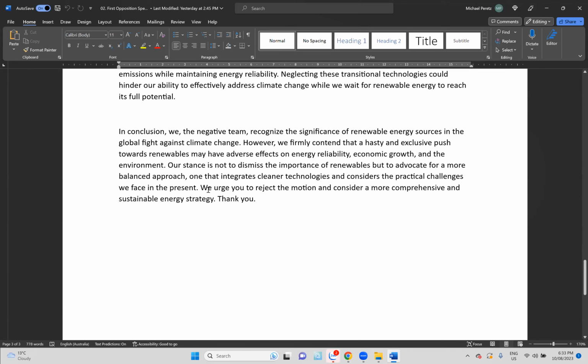So in conclusion, we, the negative team, recognize the significance of renewable energy sources in the global fight against climate change. So we've immediately said, yeah, we understand it's an important issue. We just disagree with how you are proposing that we deal with this issue. However, we firmly contend that a hasty and exclusive push towards renewables may have an adverse effect on energy reliability, economic growth, and the environment. So we've just reminded everybody about the 3 arguments that we've made.